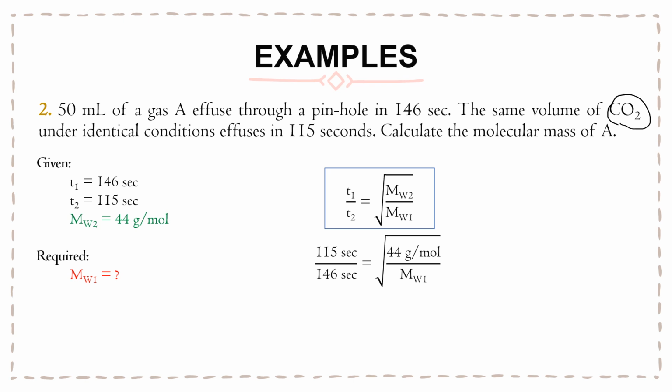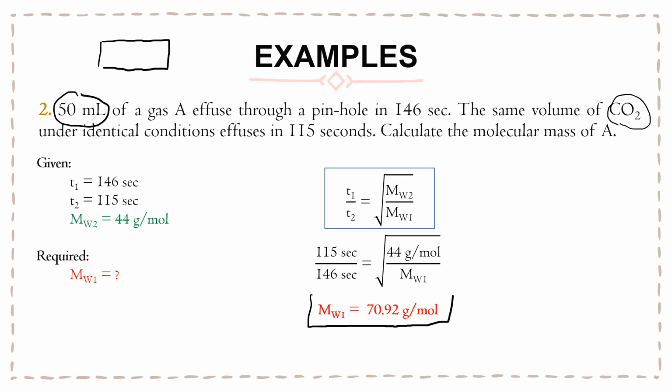Just substitute everything. Never mind this 50 ml, because we are only talking about a single container, so the volume does not change. So MW1 is equal to 70.92 grams per mole. Okay, so you can check now if you got the correct answer.